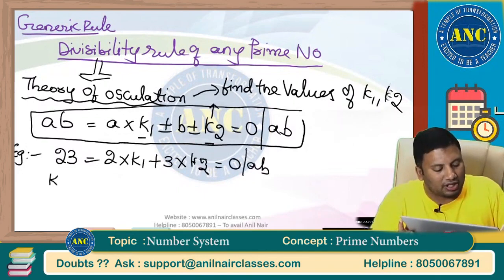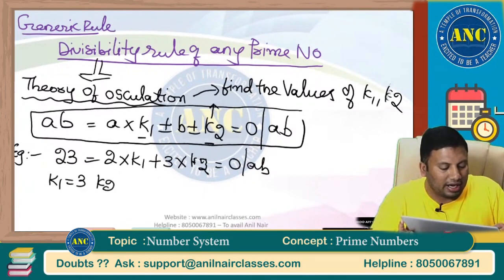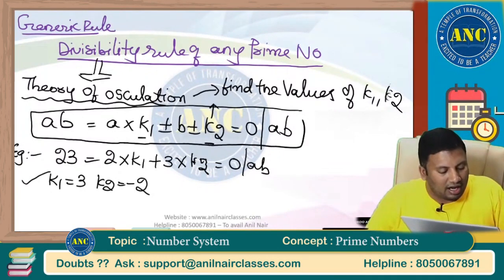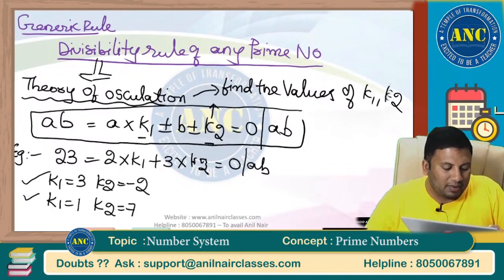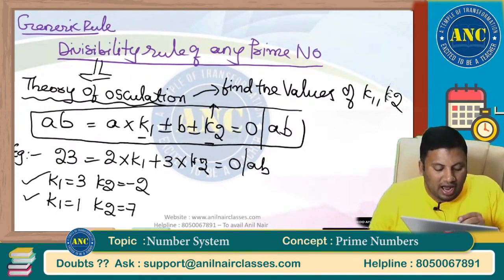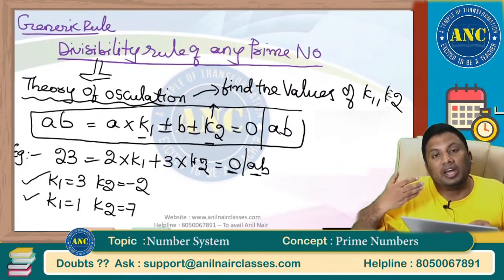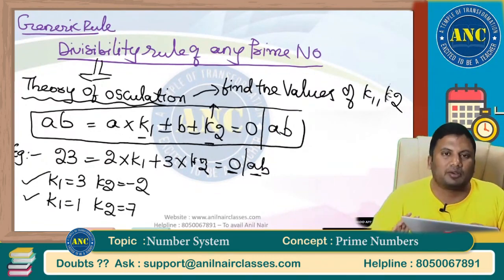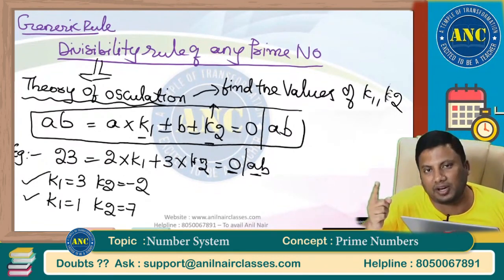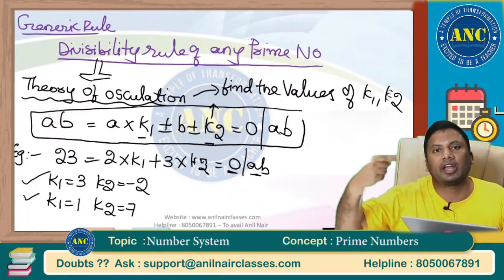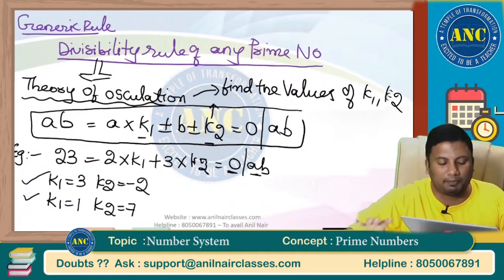Just by looking at the question, K1 can be 3, K2 can be minus 2: 6 minus 6 is 0. One way. Or K1 can be 1 and K2 can be 7. Am I right? 7 3s are 21, 21 plus 2 is 23. Either I should get 0 or AB. There could be multiple values of K1 and K2 which will satisfy this equation. Because there are multiple values for K1 and K2, the prime number divisibility rule is not unique. You can derive your own divisibility rule of a prime number.